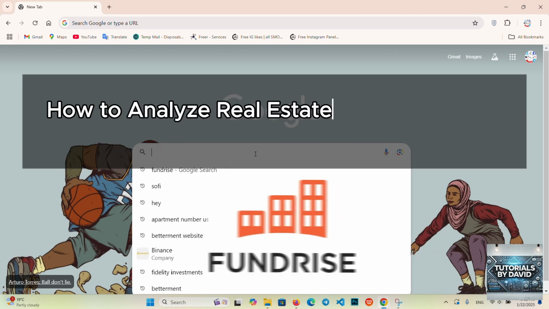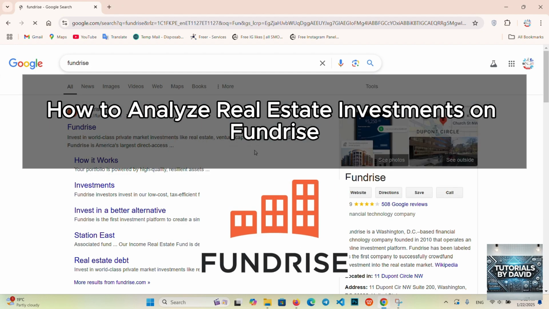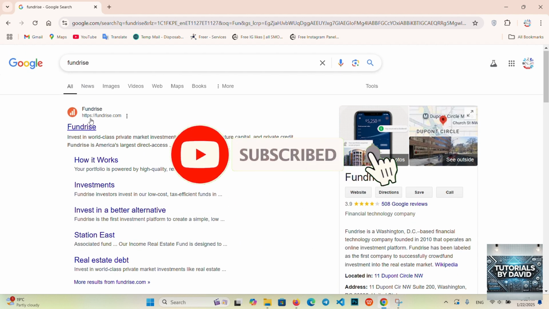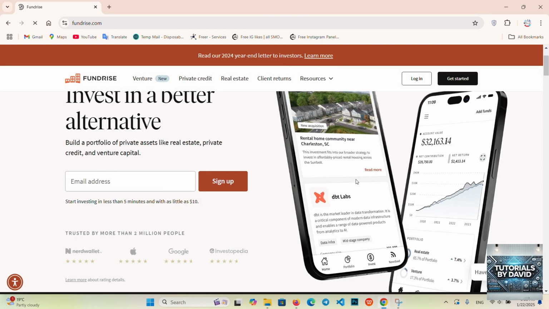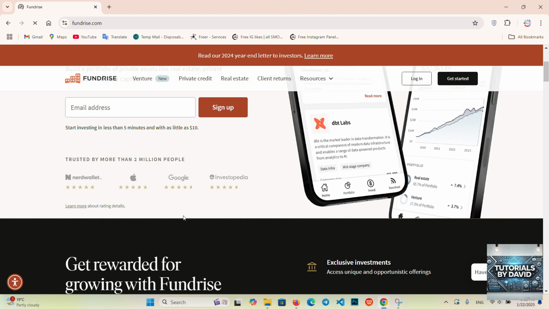Today, we're diving into how to analyze real estate investments on Fundrise, a platform that simplifies investing in real estate for individuals. If you're looking to diversify your portfolio with real estate, this guide is perfect for you.